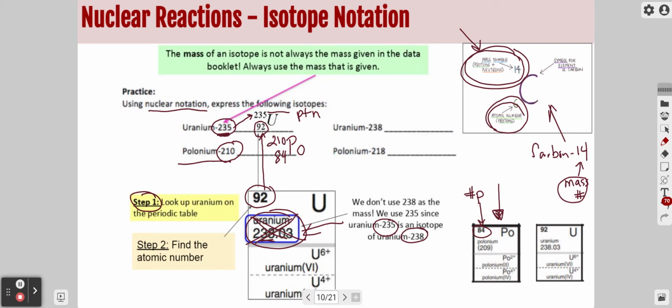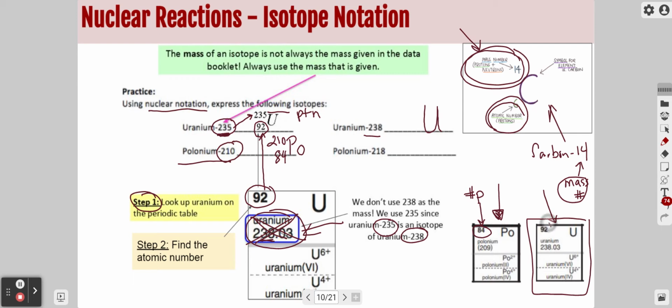Let's try another one, uranium-238. I want you to pause the video. Here is your uranium information from your data booklet. You don't even need your data booklet. See if you can put the numbers for the isotope notation in the correct location for uranium. So pause the video, try that, come back.